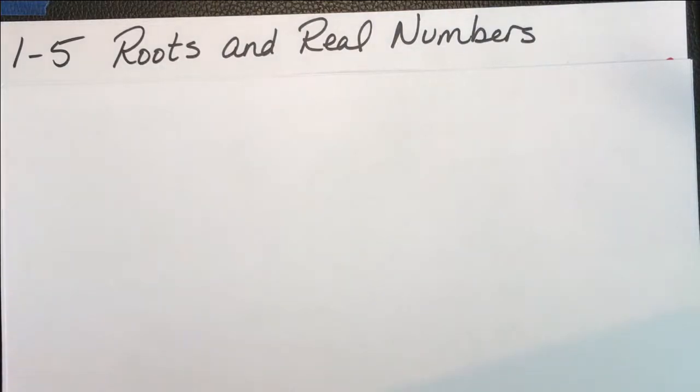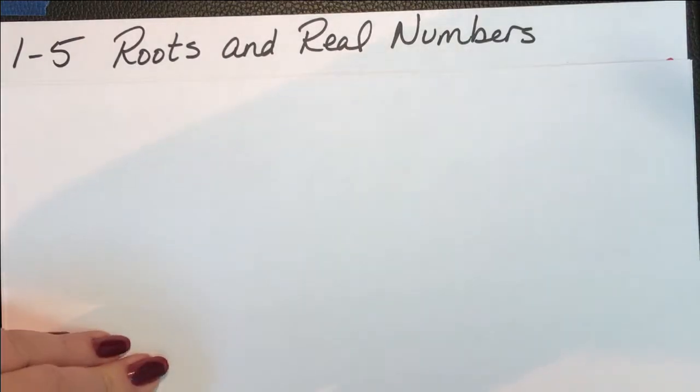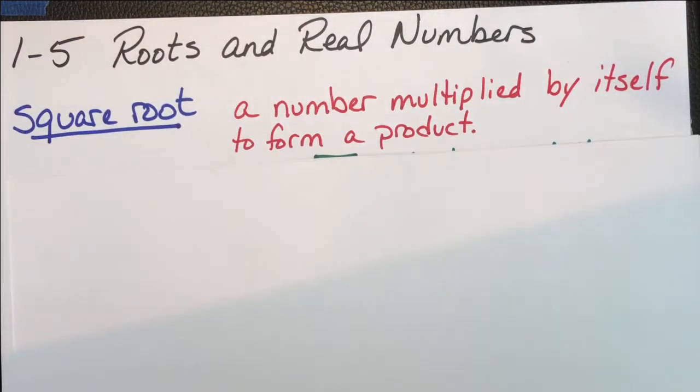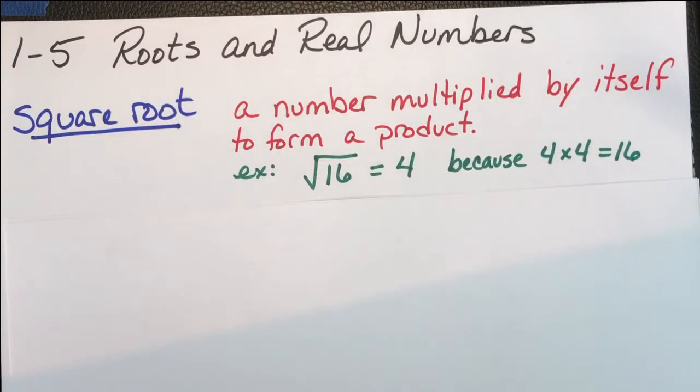And welcome to Chapter 1, Section 5, Roots and Real Numbers. A square root is a number multiplied by itself to form a product. For example, the square root of 16 is 4 because 4 times 4 is 16.